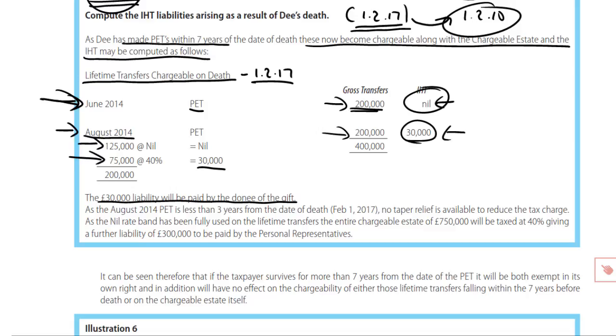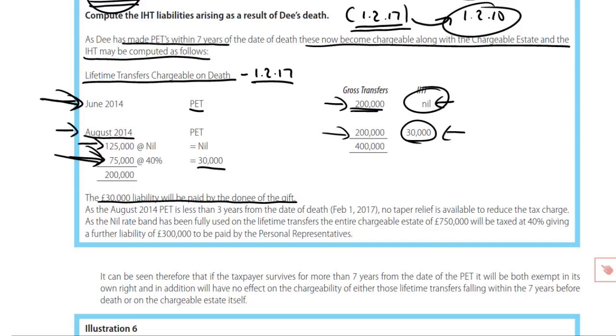But the second, same transfer, £200,000, it is merely the timing that is different. It has come second, not first. That has left 75,000 of that transfer out of the nil rate band and pushed up into the 40% band. So that donee will have to pay £30,000.